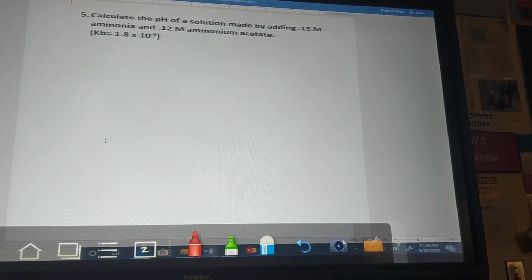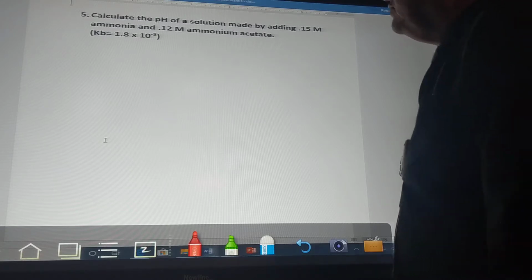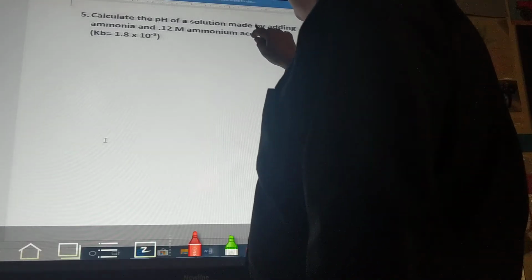Okay, this will be the last problem that I'm going to do on this set. Chapter 17, I figured I would do a base problem. And in a base problem, we calculate the pH of a solution by adding ammonia. So again, I'm going to start with my equation at equilibrium.